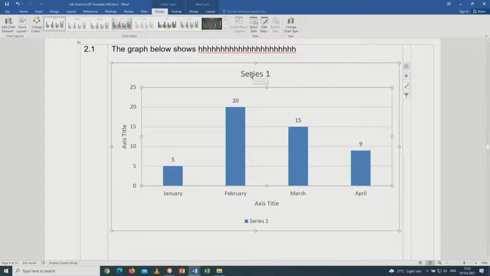In the series 1 there, that's my title of my graph. So here you can physically type: it's a graph of rainfall in different months of the year. I'm not going to type because it's going to waste time. Rainfall figures for different months of the year. Two variables in my title.